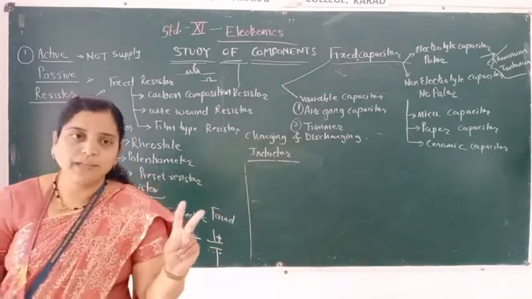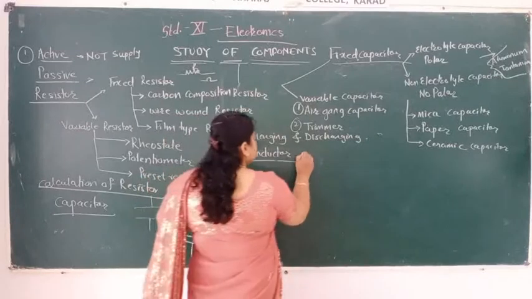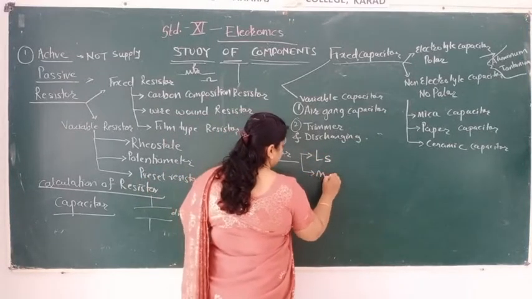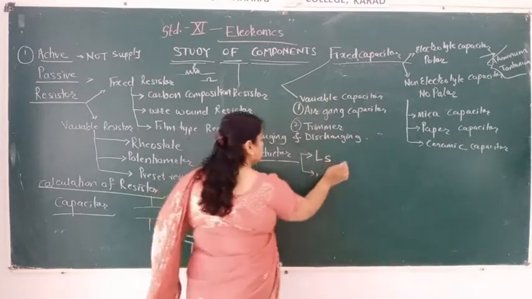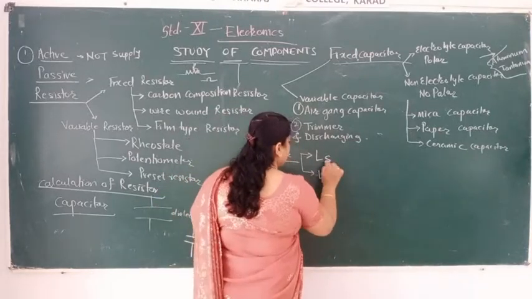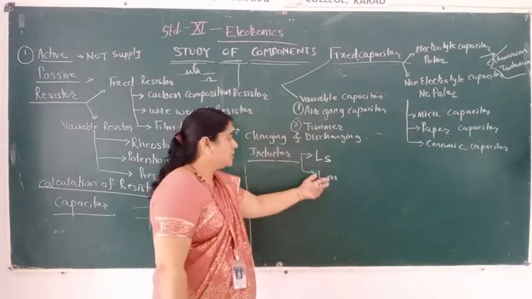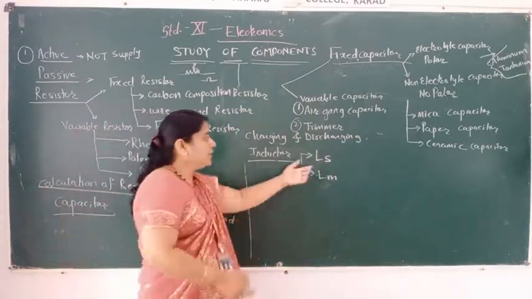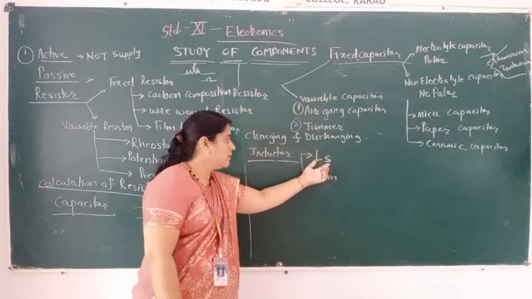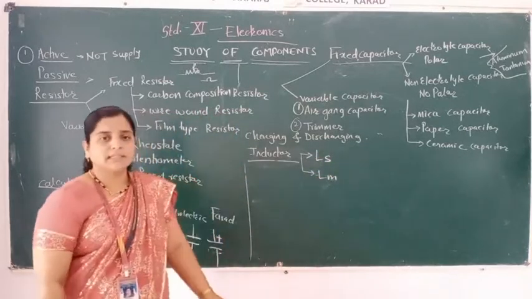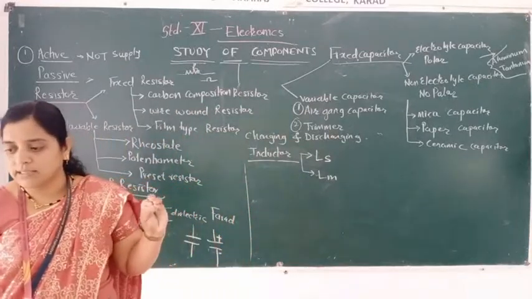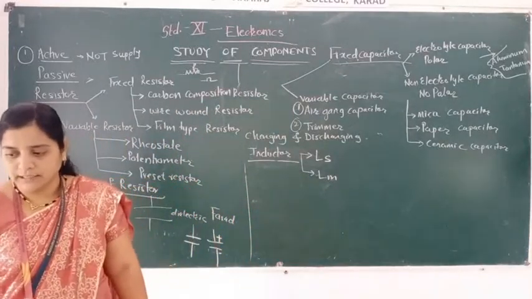There are two types of inductor: the self-inductor, that is LS, and the mutual inductor, that is LM. Self-inductance means these inductors induce by themselves, so they are called self-inductors, and mutual inductors are those inductors which require an external source. They are called mutual inductors.